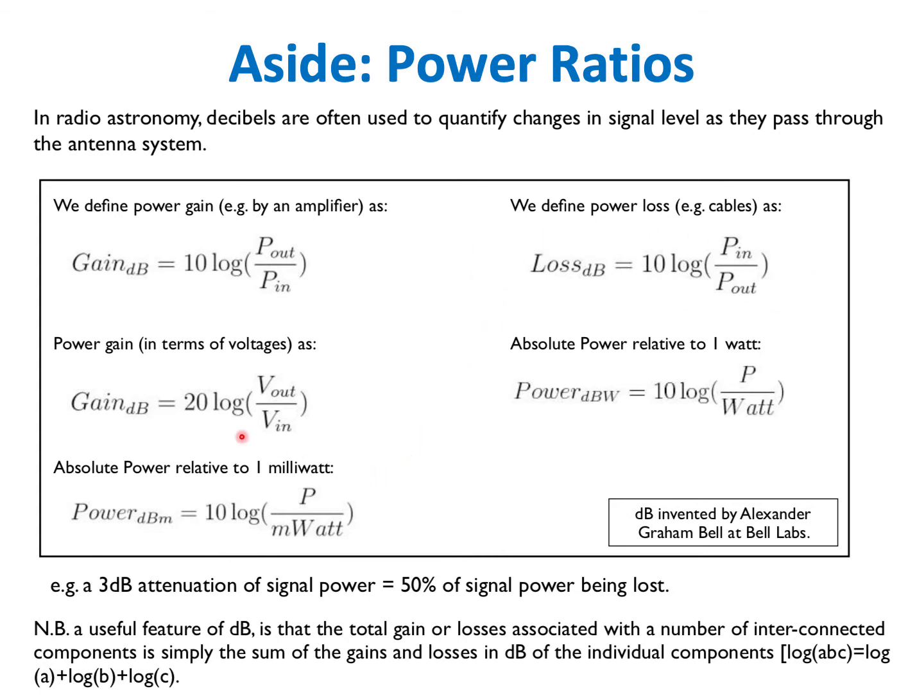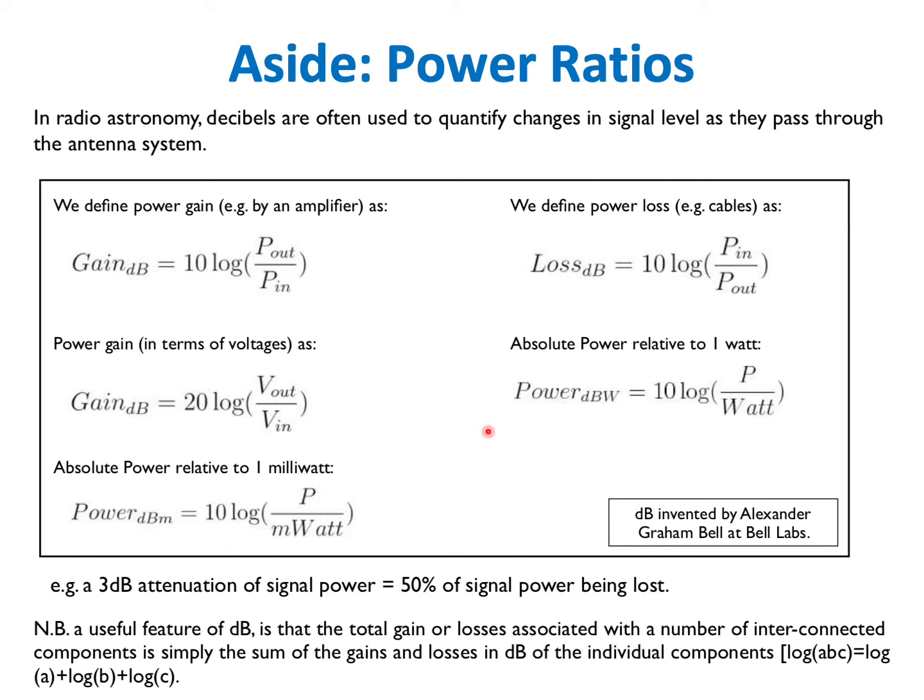Now there's also these two useful formulas for dealing with absolute powers if we don't have a ratio. So if we're, say, measuring the power into our receiver from space, we don't really have two powers. We're just measuring a power. But decibels are based on a ratio, so we need to relate our power to something.